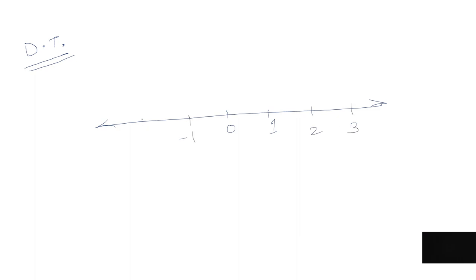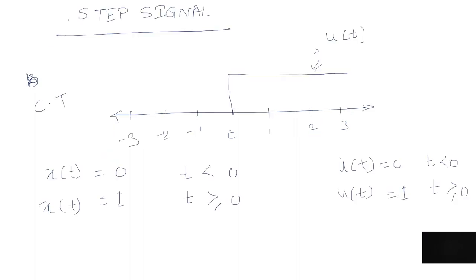Now if I have to represent this in discrete time, how will I represent it? Can anyone help me? Because this is a little bit tricky, not difficult, a little bit tricky. Can anyone help me how I need to represent this? This was continuous time and I have to represent it in discrete time. Can anyone help me how it will look?